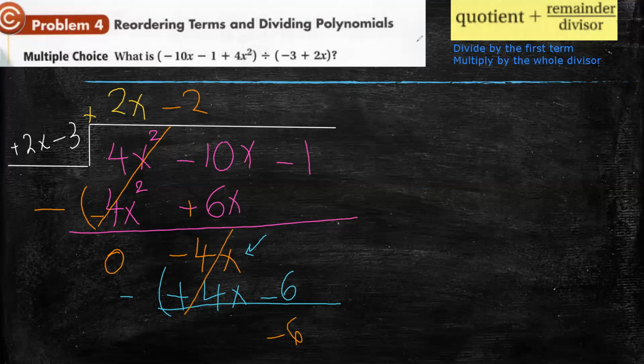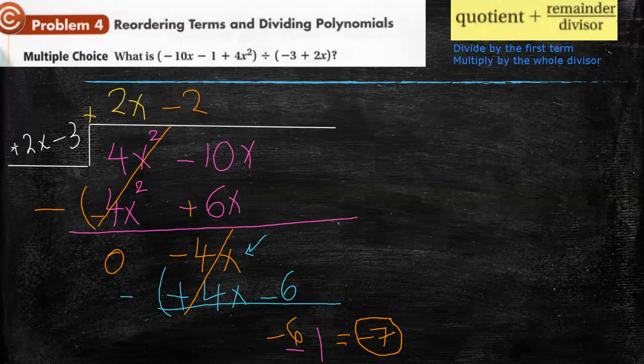Then, negative 6 minus... Up here, did we have any constant? Yes, we have negative 1. Let's bring it down. Now, I will write it here, okay, because there's no space. Now, negative 6 minus 1 is negative 7. Can I divide negative 7 by 2x?